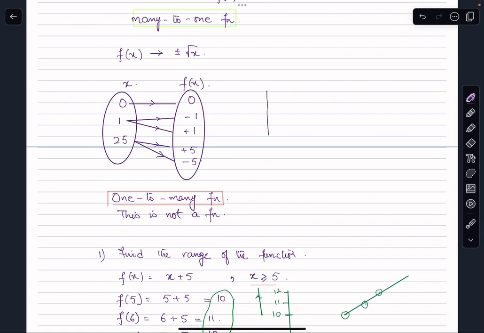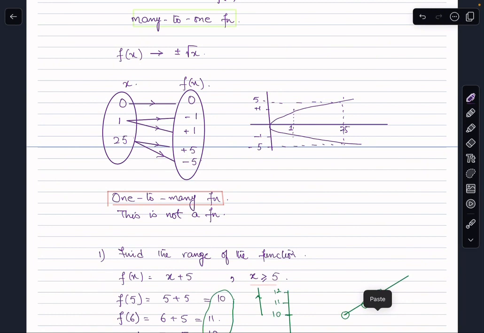If I just sketch the function here, this is the kind of function which is passing through 0. When my x is 1, the y value is a positive 1 and a negative 1 on the other side. If my x is 25, then the y value can be a plus and a minus 5 here. So for such functions, the function validity is not possible.